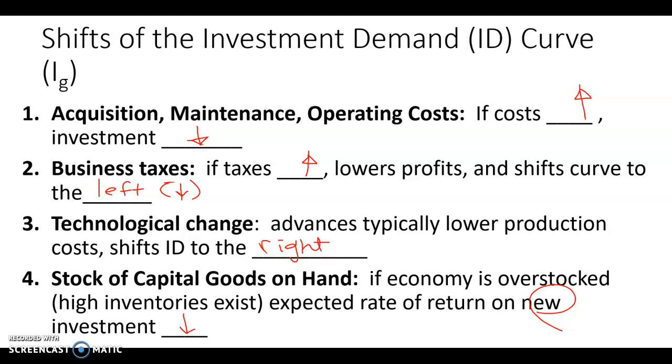And then stock of capital goods is changing right now. But if the economy is overstocked, high inventories exist, the expected rate of return on new investment goes down because, like, well, we've already got so much, there's no reason to add more.